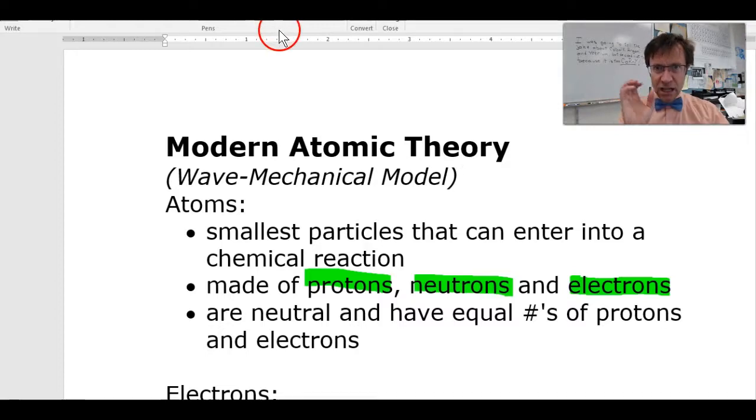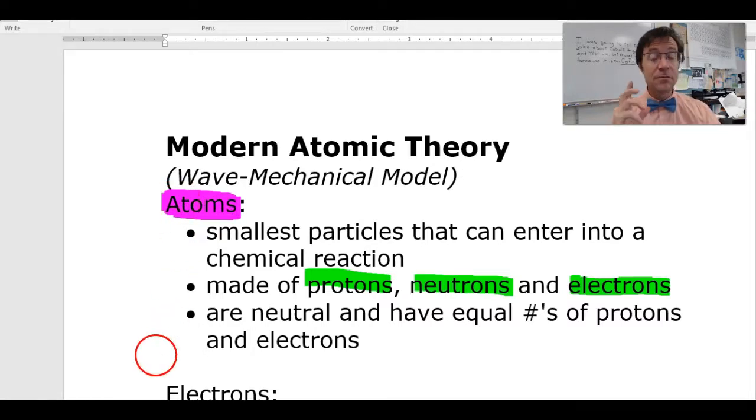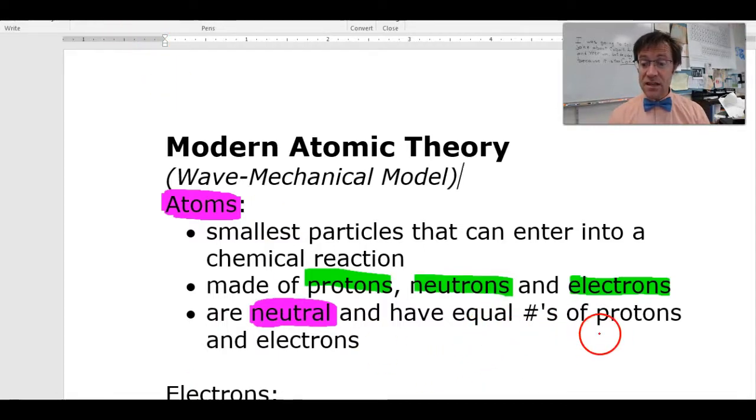Now here's the clutch thing. This word atoms, when I say it, I mean that it is neutral. Atoms are absolutely neutral. What that means is that they have equal numbers of protons and electrons. It kind of has to be, right? Otherwise, the entire universe would be nothing but static electricity, and we would be stuck to the walls, which would be really difficult. So, if we use the word atoms, it means neutral. That means equal numbers of protons and electrons.